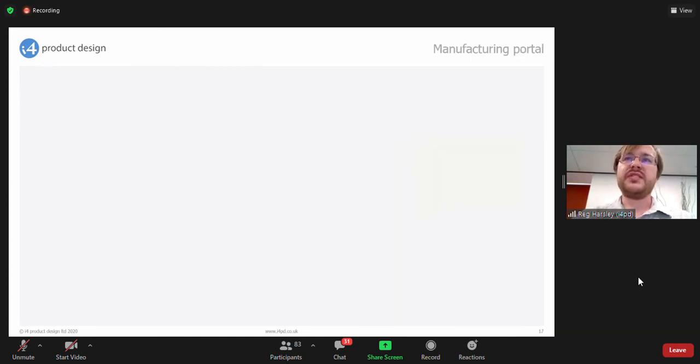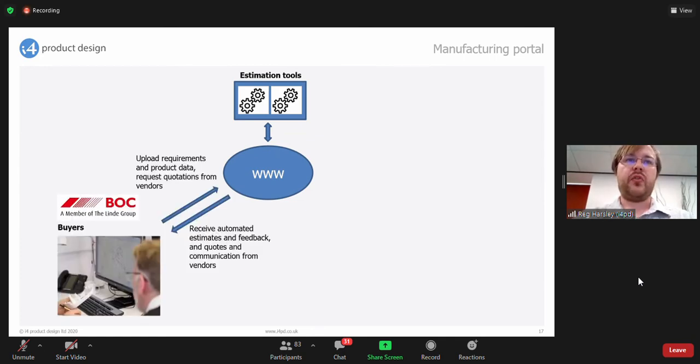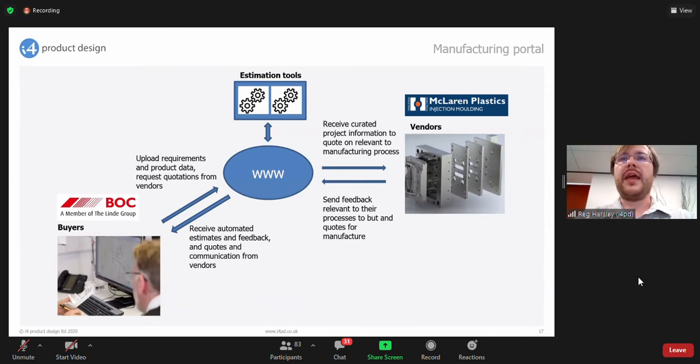Now, we don't want this tool to just be something that I4 uses. We want to make it available to the wider design community. So the plan is to implement this within a wider web portal. So the idea is we'll have a buyer side to the portal where the users can upload requirements or product data and receive these automated estimates from the tools we're developing as part of the project. And if they're happy with those automated costs, they can then send them out to quotation for vendors.